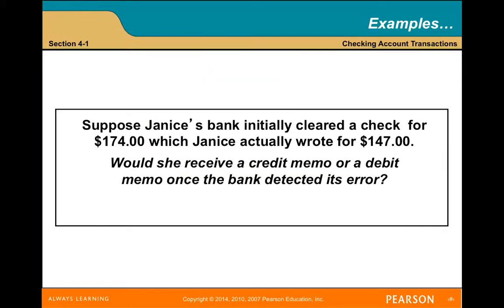So here's an example. Suppose Janice's bank initially cleared a check for $174, which Janice actually wrote for $147. Would she receive a credit memo or a debit memo once the bank detected its error? And the answer is a credit memo, because the amount of the check that was cleared is for $174, and Janice actually wrote the check for $147.